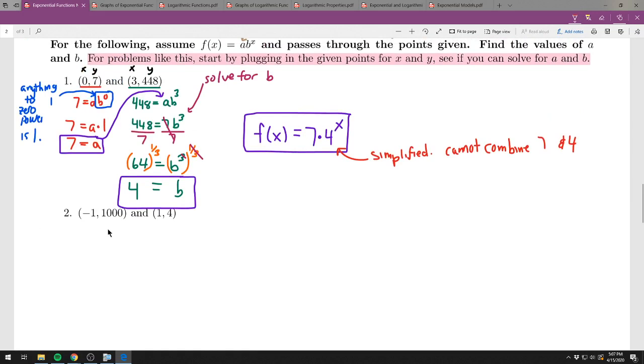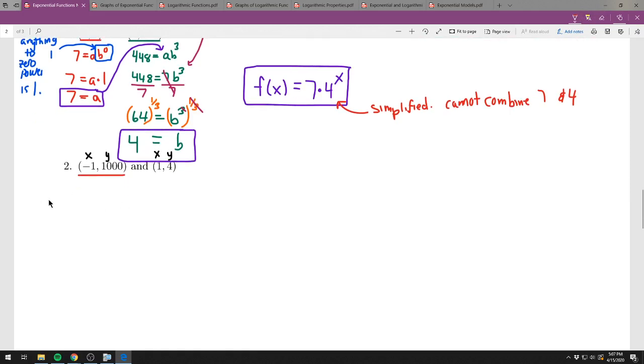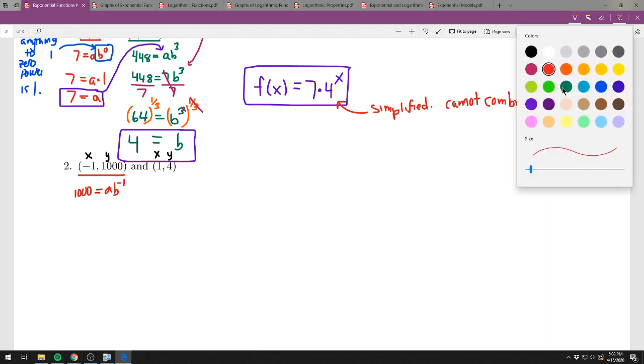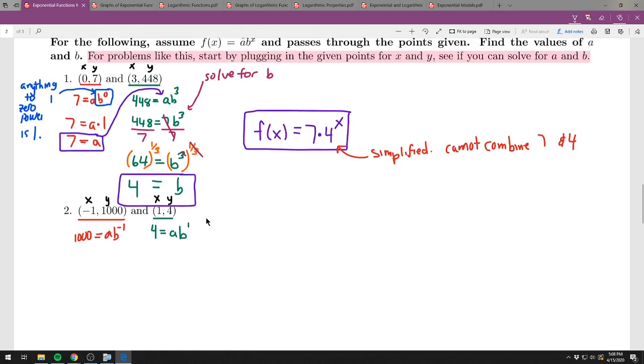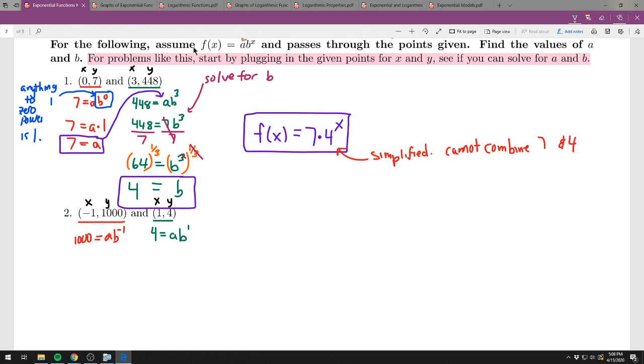I'll actually leave this in view for a second. We want to plug in x is -1 and y is 1,000 into our f of x equals a times b to the x, and x is 1 and y is 4. It's really not going to matter which one you plug in first because you're going to have to work with both of these together. So we got y equals 1,000 and that equals a times b to the x power, which is -1. And here we got y, which is 4, equals a times b to the x power, x is 1. Once again, I'm just getting that from the formula they told us it follows.